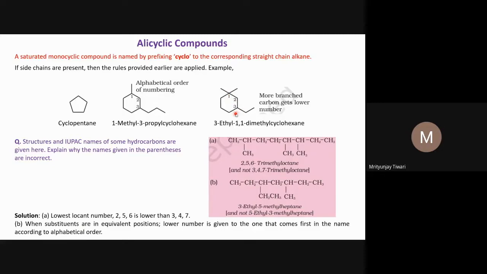So 1, 3, 3 will get a higher number than 1, 1, 3. So the numbering will start from here: 1, 2, 3. In this case, it will be 3-ethyl. But while naming, we look at the alphabetical order of the branch chains in the name. So ethyl, E, will come first, then dimethyl. So it is 1,1-dimethyl.